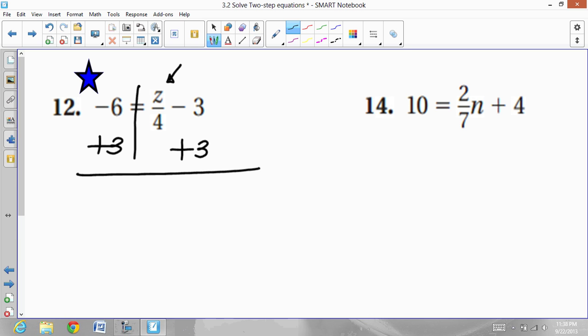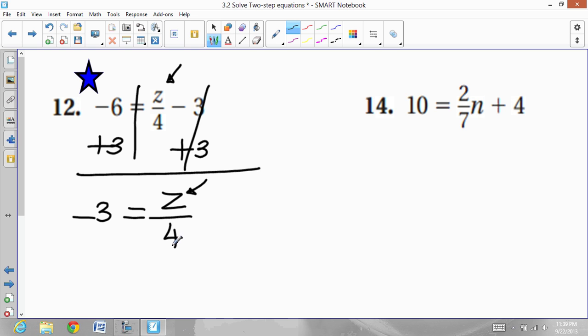Now negative 3, positive 3 cancels out. On the right side, you are left with z divided by 4. Make sure that you have the equal sign. Negative 6 plus 3 combines to give you a negative 3. Please make sure that you're using a calculator to double check your calculations. So z in this case is what you need to get alone. It is being divided by 4.